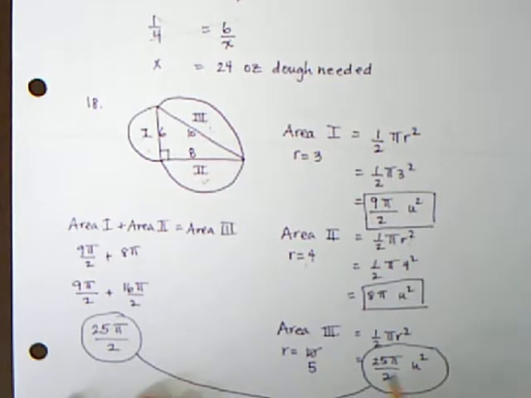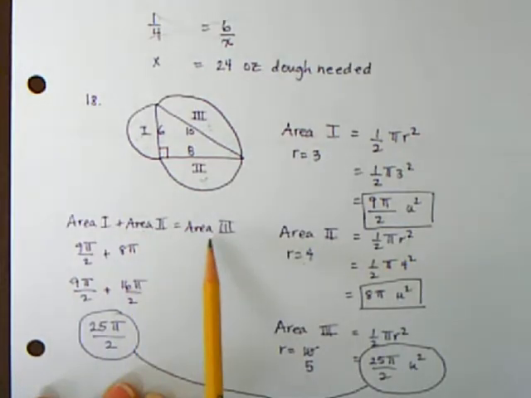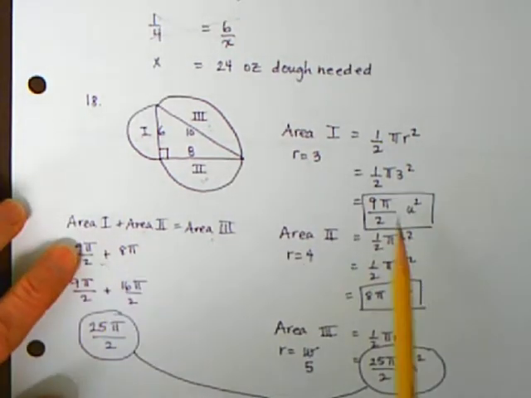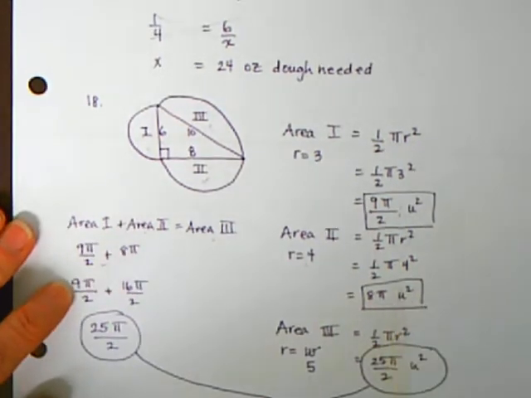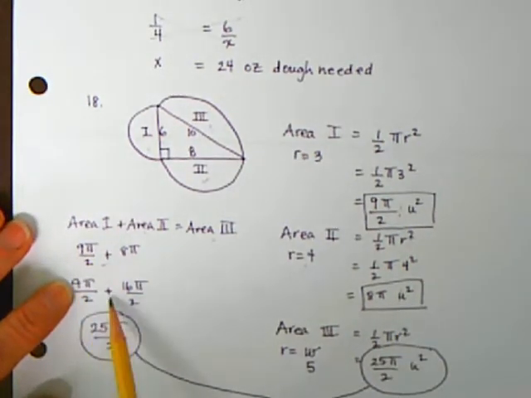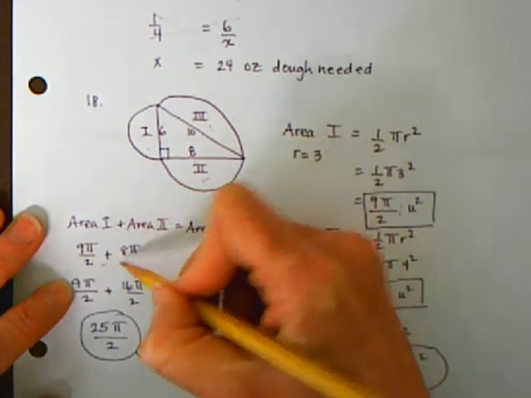All right? Now, we know that's what area 3 equals. What we have to show is that area 1 plus area 2 equals area 3. So area 1 was 9 pi over 2. Area 2 was 8 pi. So now we just have to add these fractions. 9 pi over 2 plus, well, I'm going to get a common denominator here. This is 16 pi over 2. Remember how to do this?